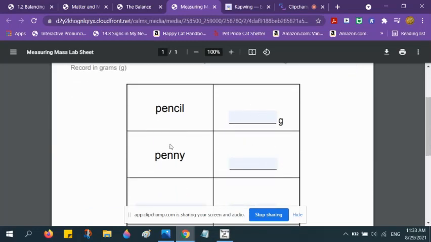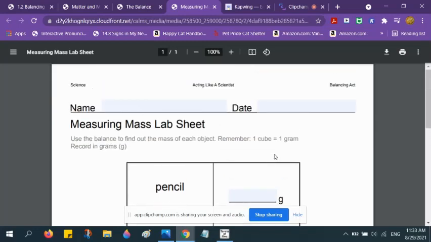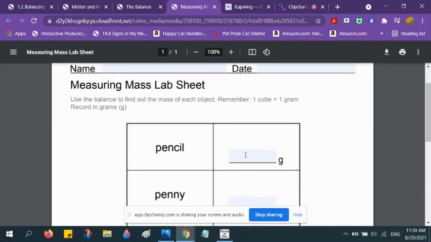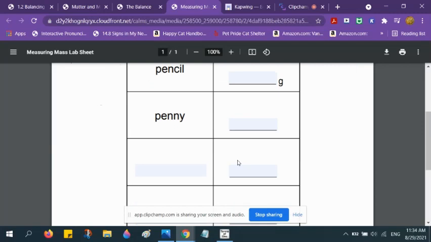Here they have pencil, a penny, and then they have a blank here, and then G. G stands for grams. And then another blank here. Again, you're going to put the amount in grams here. Gram is a unit of measurement. It's a unit of mass. This might become clear after we do the experiment, but we're going to see how much each object weighs, or what its mass is, and we're going to record that over here.